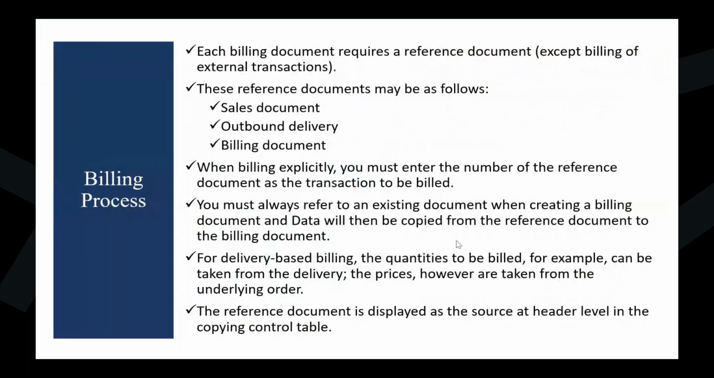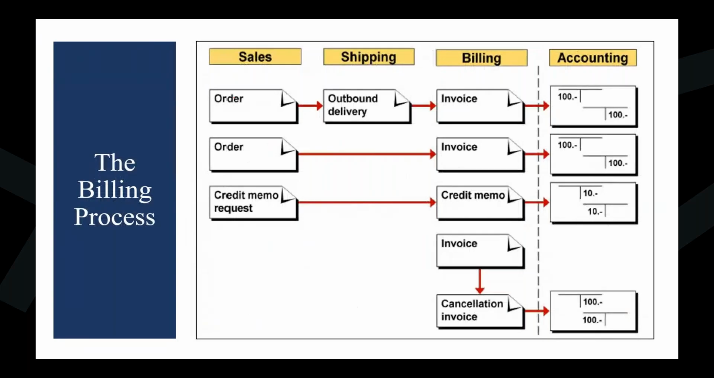These reference documents may be as follows. It can be a sales document, it can be a sales order, or it can be a delivery, outbound delivery, or it can be a billing document, another billing document. See, we create sales order. From the sales order, we create outbound delivery. Then when we do invoice, we use outbound delivery as the reference document. This is during delivery related billing.